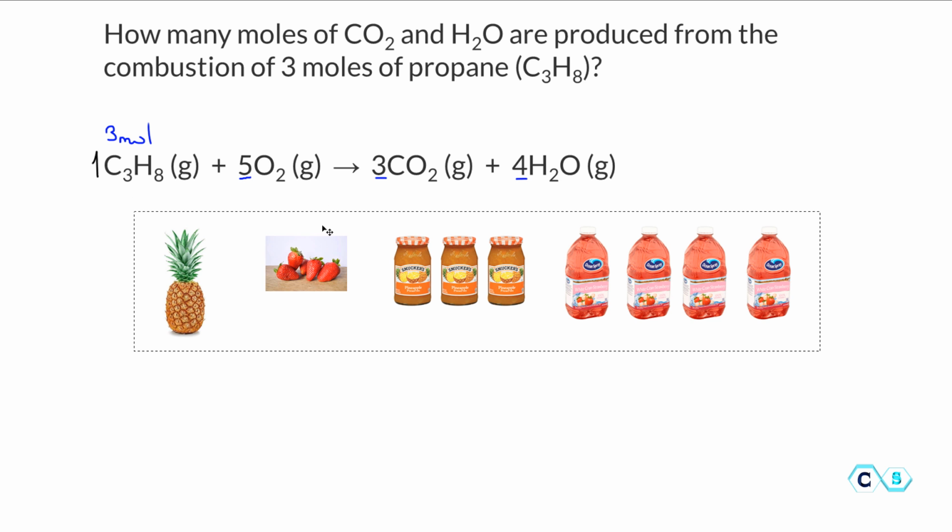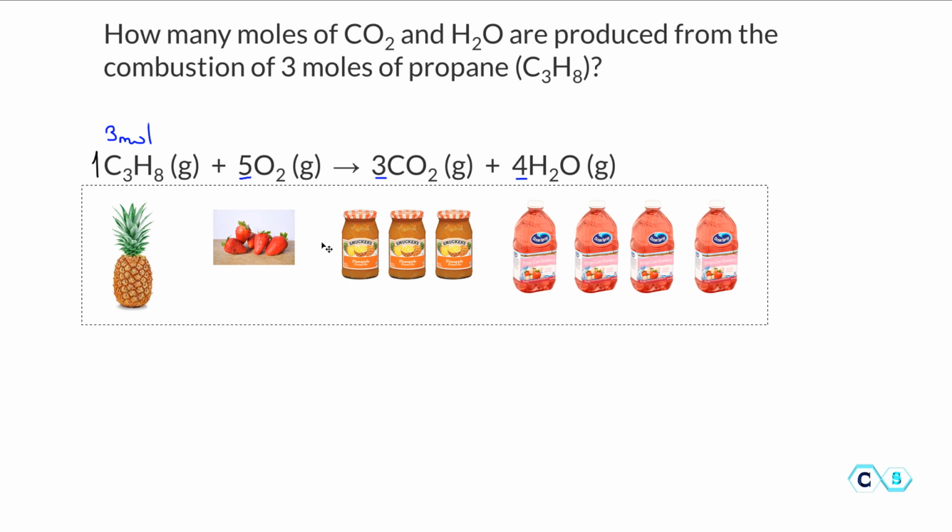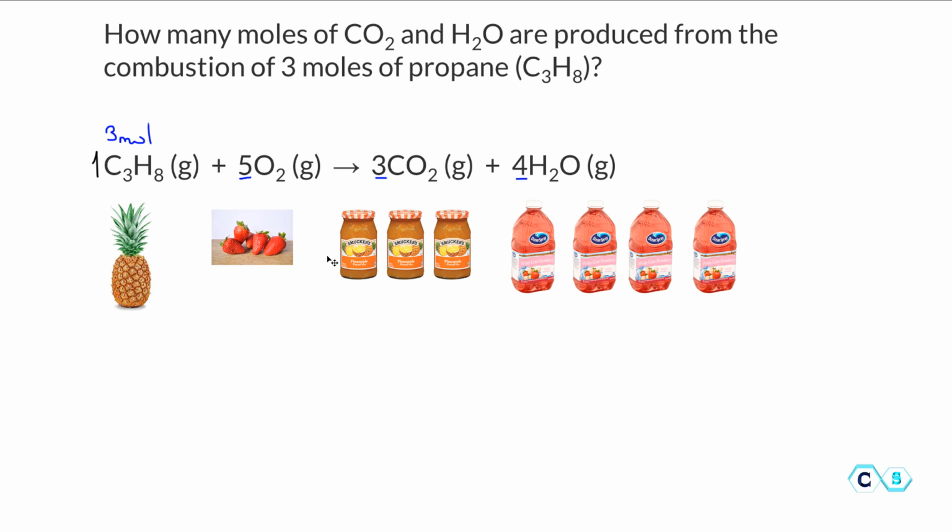So I have this example here. This is the same representation as this example with the fruits. For example, let's say we're producing some jams and juice from fruits. So 1 pineapple mixed with 5 strawberries can produce 3 jams and 4 boxes of juice. So these numbers in front of the molecules are the amounts of each unit entity that we're using here.